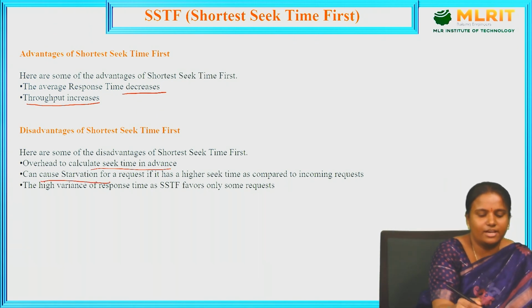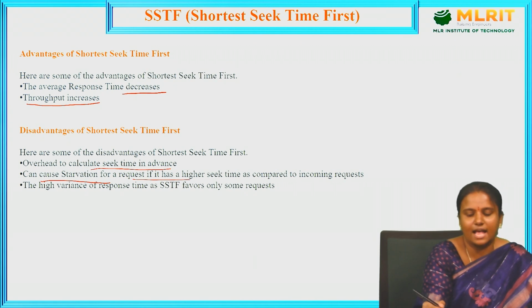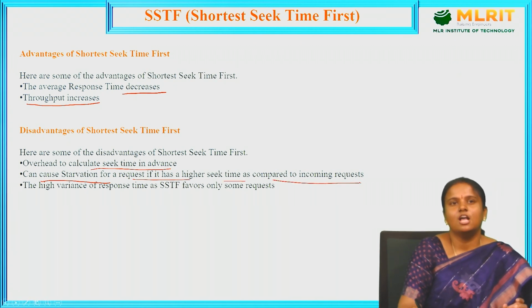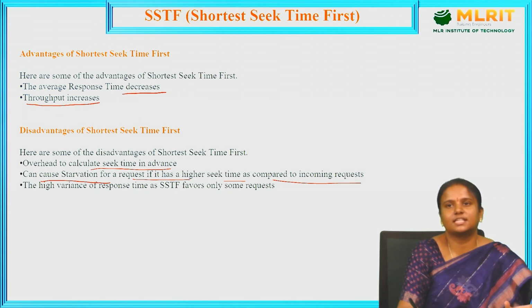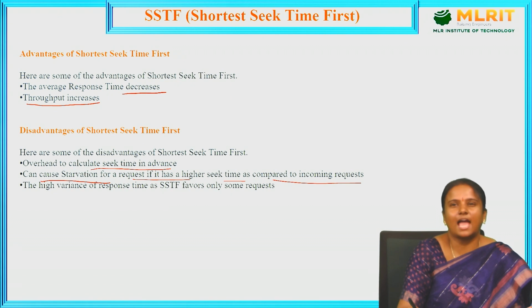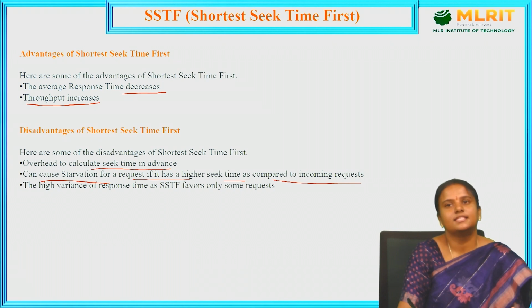It can cause starvation for a request if it has a higher seek time compared to incoming requests. When we compare the highest seek time with incoming requests that arrive with lower values, the request with the highest seek time may starve. That is how we compare each incoming request.